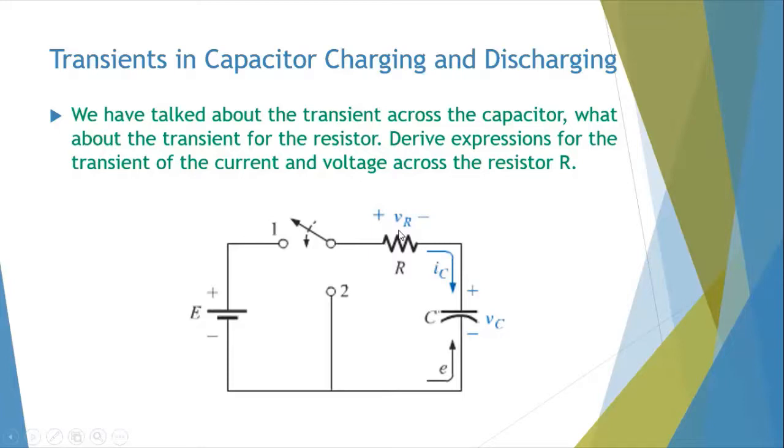If you want to write an expression for VR, it's very simple. You just apply Ohm's law, because VR is simply equal to IC times R, and you have an expression for IC. The current flowing through the capacitor IC is the same current flowing through the resistor R. So there's no difference between the expressions of IC and IR. If you take that current IC, E over R, e power minus t over tau, and multiply it by R, you get your VR. So it's not very difficult.